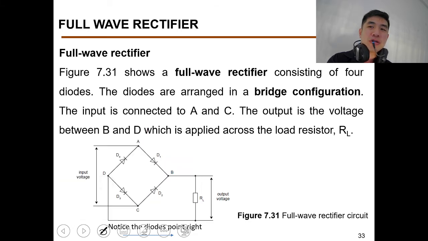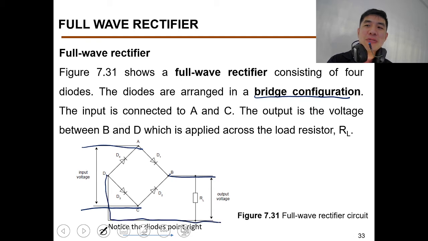Now, what does bridge configuration mean? Don't you find that this looks like a bridge, going across, then going back again? The input is connected to A and C, the top one, and the output is B and D. You need to remember where the output is connected and where the input is connected on this special diamond. Always remember, top and bottom go to input, left and right go to output. Easy that way. Then all the diodes point to the right.